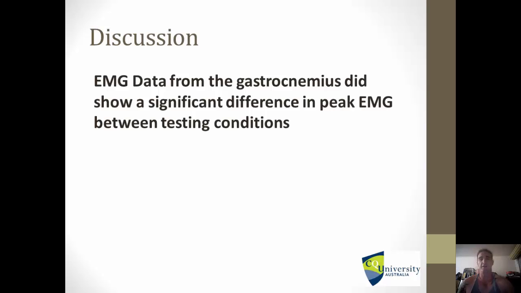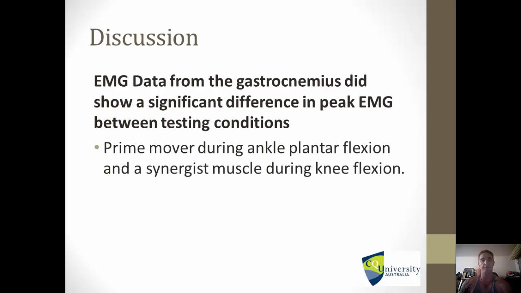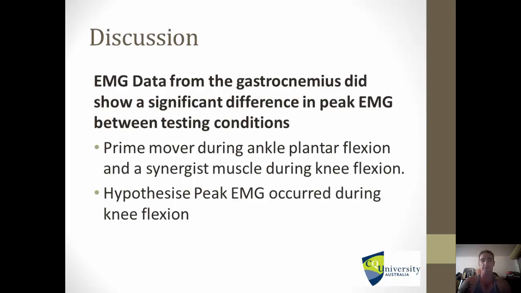The EMG data from the gastrocnemius did show a significant difference in peak EMG between testing conditions. Okay, so during plantar flexion, the gastrocnemius is a prime mover, and during knee flexion, it is a synergist muscle. Now, we didn't measure where during the range of motion the peak EMG occurred, but we can hypothesise that the peak EMG may have occurred during knee flexion because it is a synergist muscle during knee flexion.